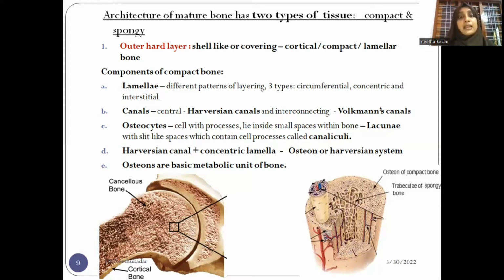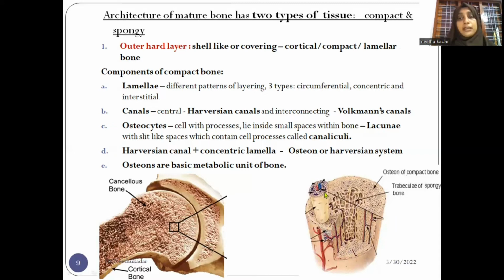The cells within the bone are called osteocytes. These are the cells which lie in a space called lacunae. The cell body lies within the lacunae, and the cell has processes which lie in slit-like spaces called canaliculi. The Haversian canal along with the concentric lamellae together is known as an osteon or Haversian system. Osteons are the basic metabolic unit of the bone.